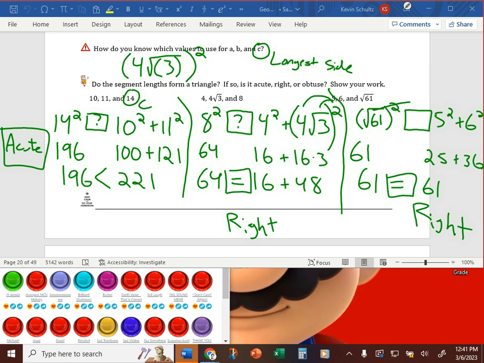Okay, your homework on page 444. Page 444. You are to do 15 through 23. That's a lot. It's 9 questions. 15 to 23. This is due tomorrow.